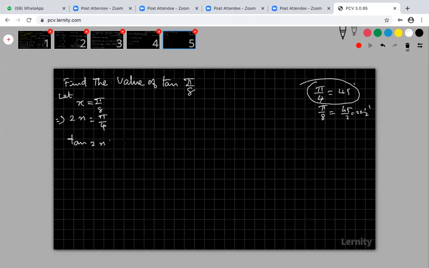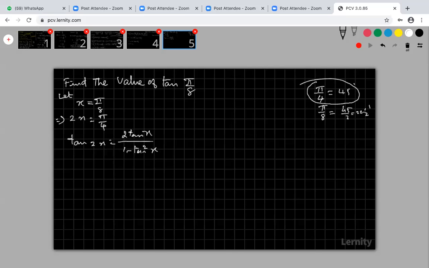What is the tan 2x formula? 2 tan x divided by 1 minus tan square x. This is the tan 2x formula. We have a formula for tan 2x in terms of sin x and cos x also. We have 3 formulas for tan 2x. This one is tan 2x in terms of tan x. Similarly, we have a formula for sin 2x, cos 2x, everything, right?